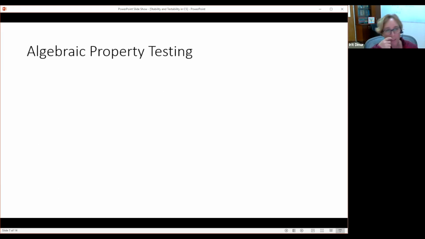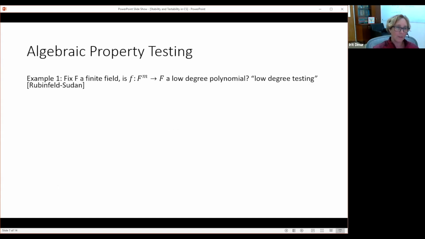Okay, so now let me talk a little bit about algebraic property testing. So here is an example. You fix some finite field F, and you look at a function from F to the m to F. It's given to you by the pointwise evaluation. It's just a truth table. And the question is, does this truth table correspond to a low degree function? Is there a low degree polynomial whose evaluation agrees with these values?